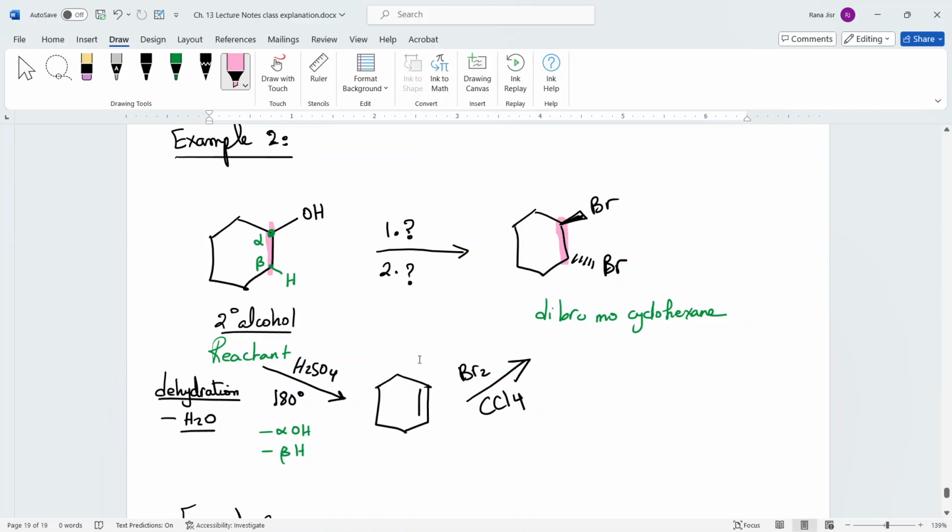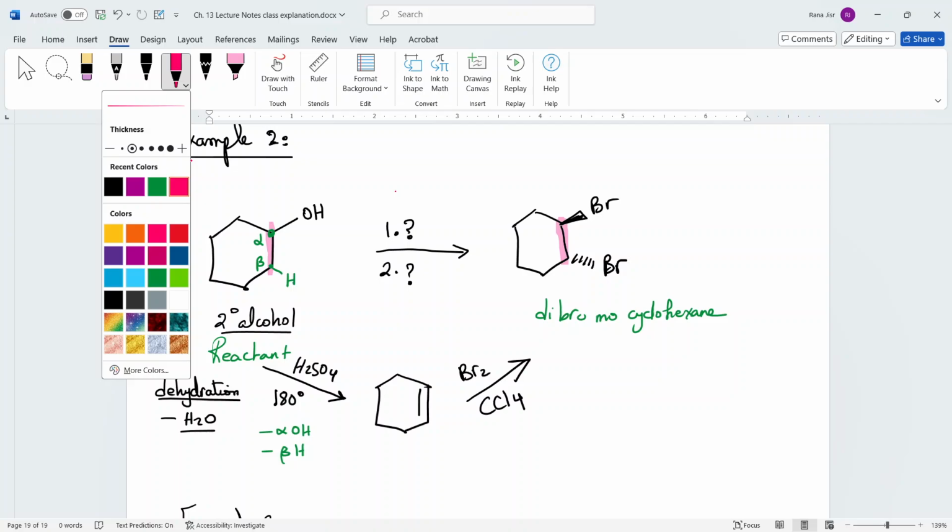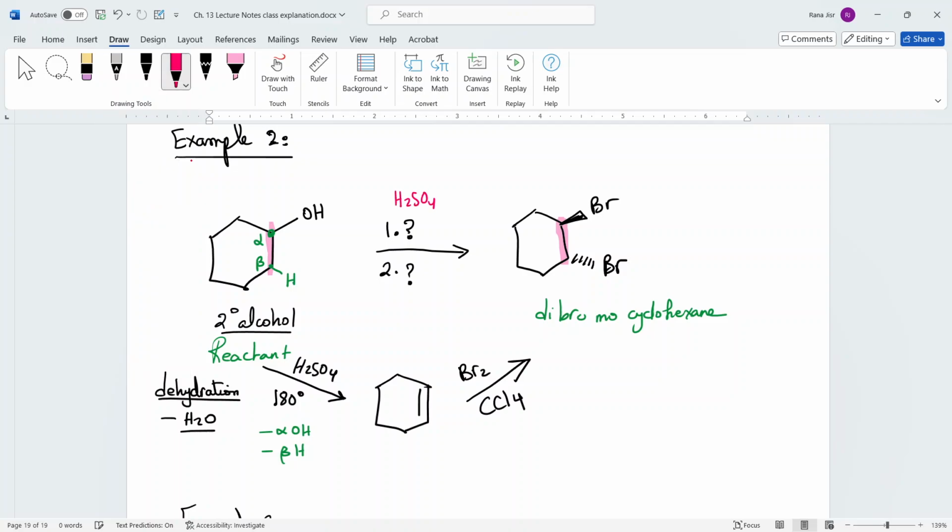So the reagents that I need for the first step, just go ahead and write them down. It's H2SO4 at 180 degrees. This is going to be step number 1. And step number 2, it's going to be bromine in presence of carbon tetrachloride in there. This reaction happens in steps. The first step has its product, and then the product of the first step will become the reactant of the second step that will react with the reagent in order to get to the final desired product.